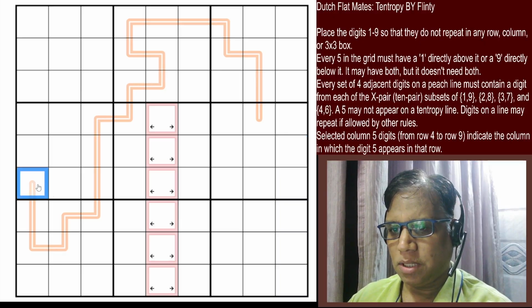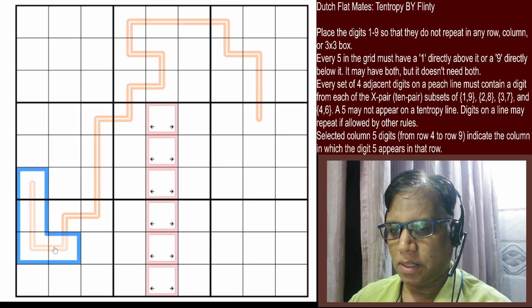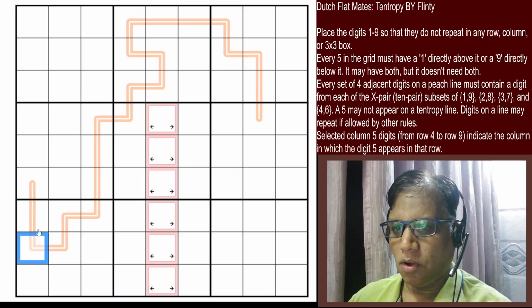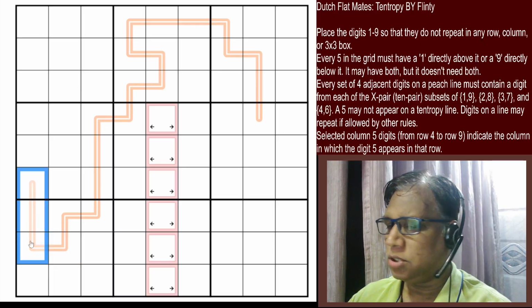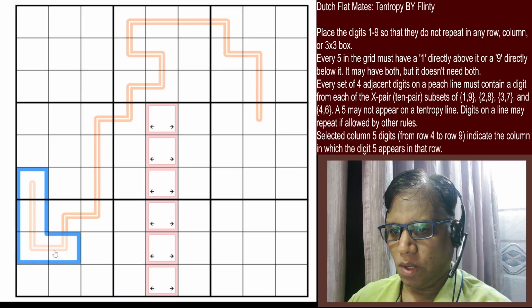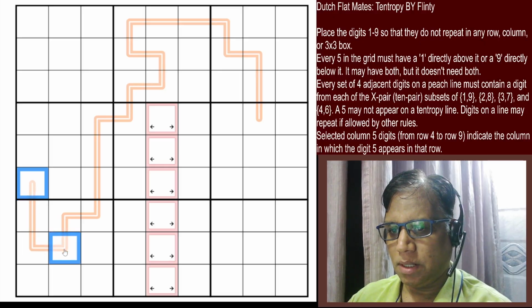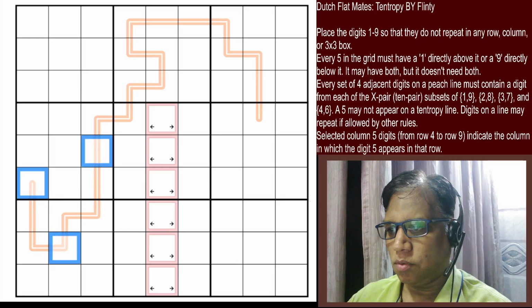Alright, so this entropy line is simply like any other line. So what does this mean? That the digits repeat frequently from one set onto the next. Let me explain why that is.